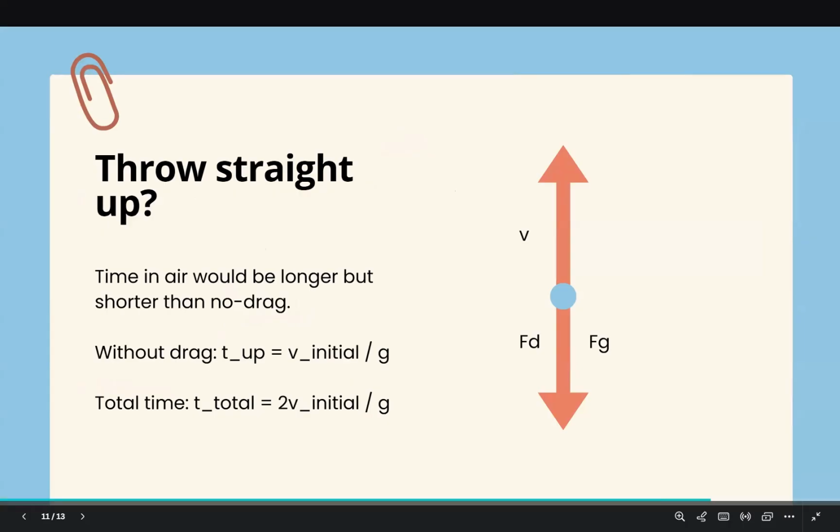If the object was thrown straight up in the air with the same initial speed, the total time in the air would be longer. And then the total time would be 2 times initial velocity over gravity. With air resistance, the object would slow down faster on the way up and fall differently on the way down. But overall, the time in the air would be longer than my original angled throw.